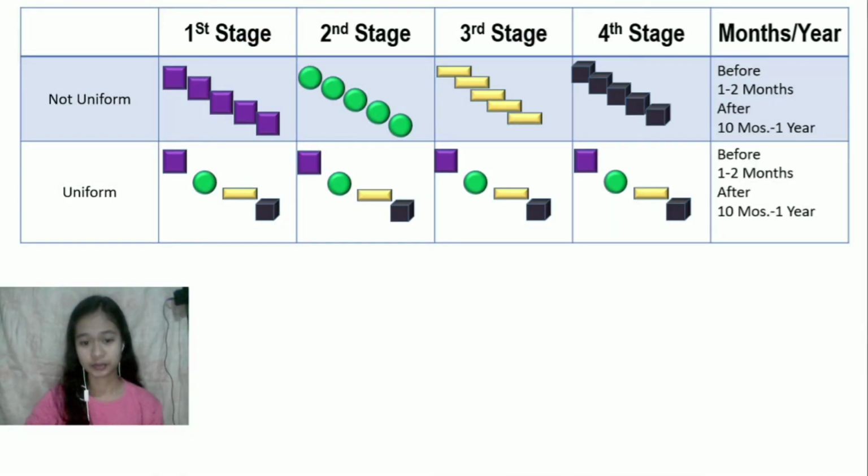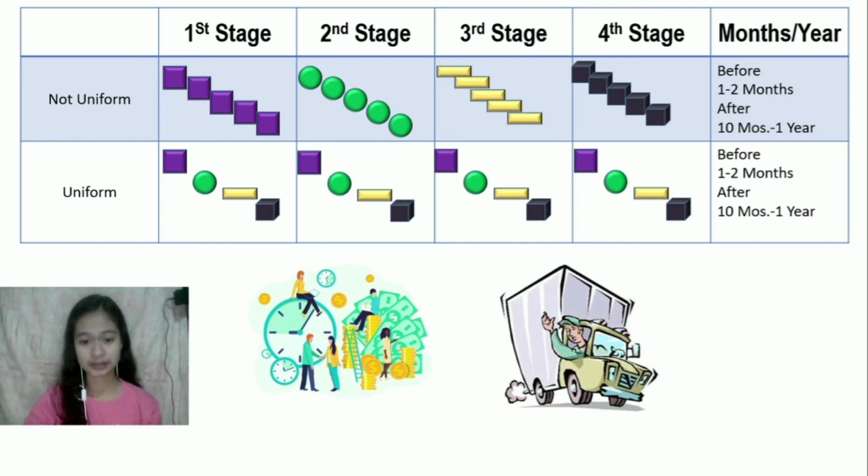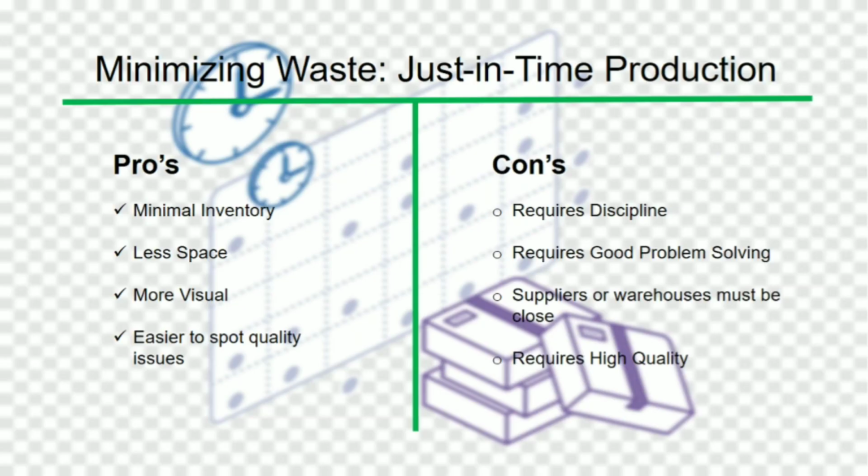As a result, the expenses spent on wasted labor, materials, and time of delivery of services are more balanced or reduced. Minimizing waste, just-in-time production, are features of lean production. So there are pros and cons.